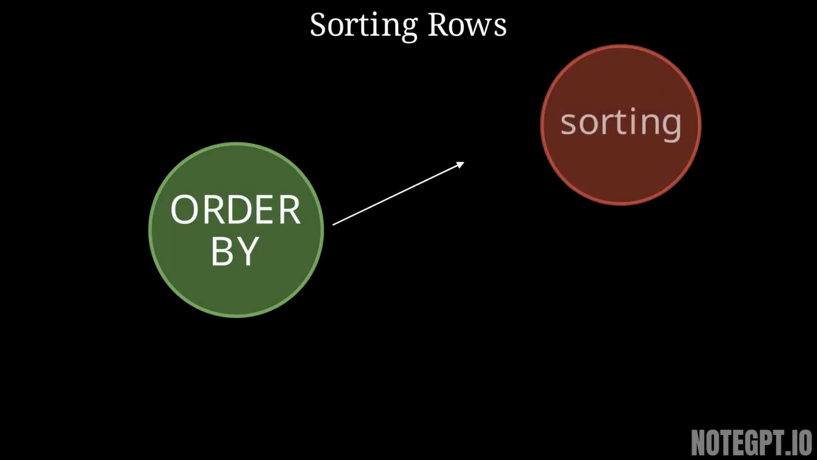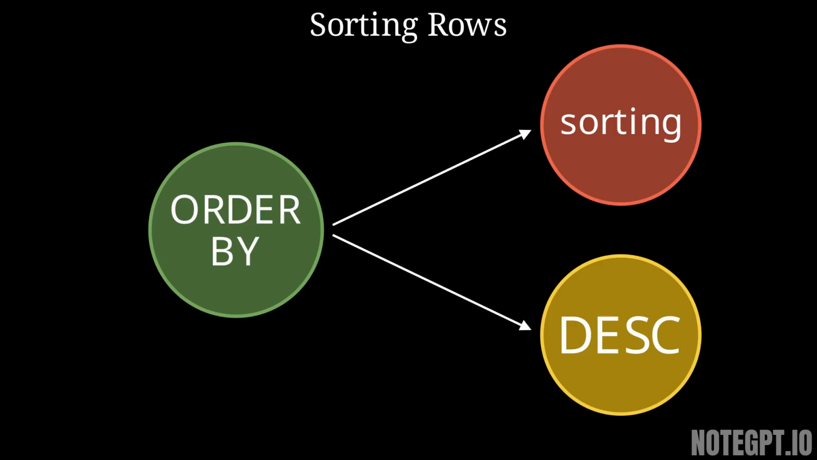To sort the result rows, use the order by clause at the end of your query. You can specify column names or positions and use desc for descending order. Example, select * from table_name order by column desc.